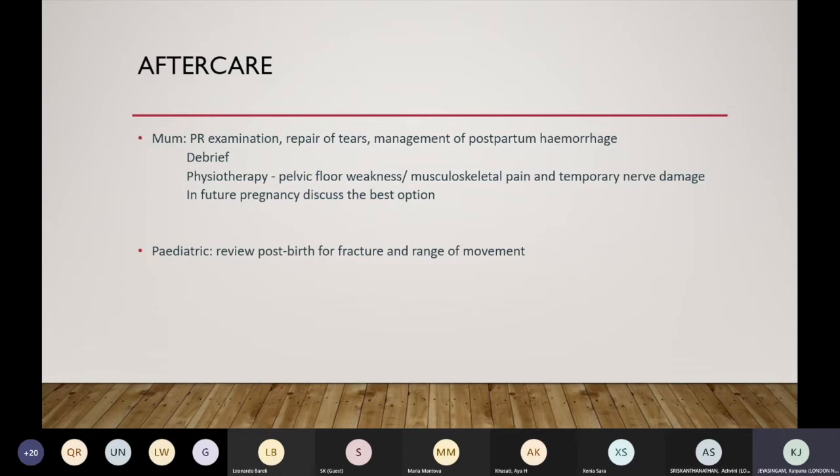So in terms of mom, if she had a 3rd degree or 4th degree tear, or there was a risk of shoulder dystocia, you would do a PR examination on the mom to look for the damage that has been caused, to repair it, and then management of postpartum hemorrhage. It is a very distressing situation for everyone, so there will be a debrief, and mom will have physiotherapy to help with strengthening of the pelvic floor. There might sometimes also be damage to the nerves, which might be temporary. And in a future pregnancy, the options might have to be rediscussed, what you want to go for.